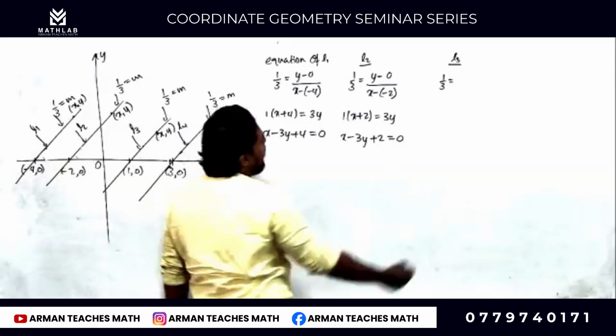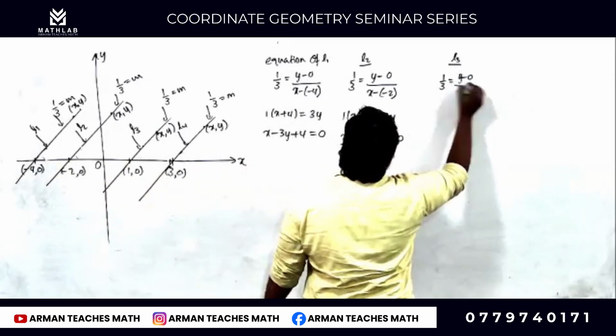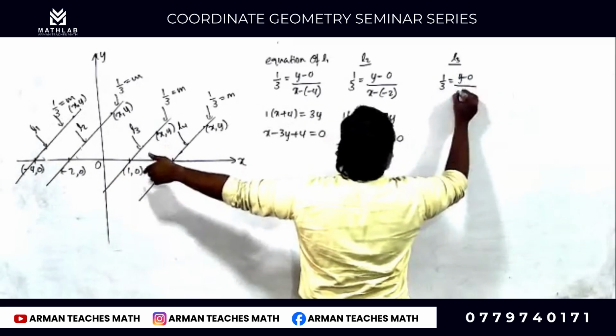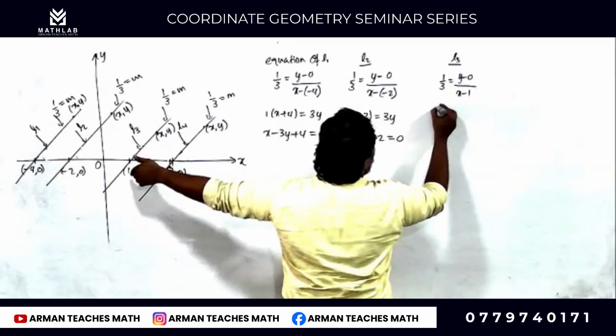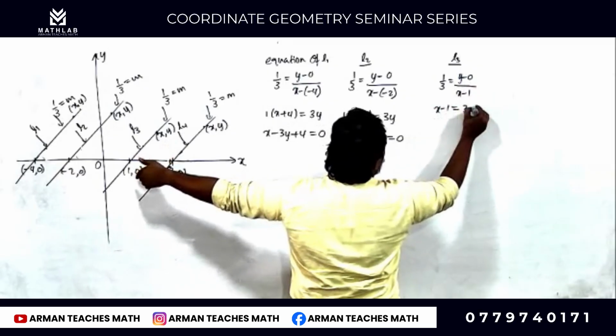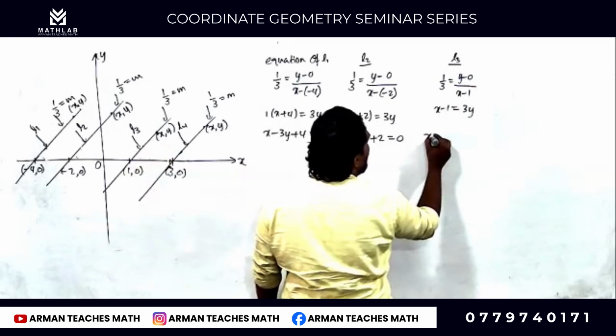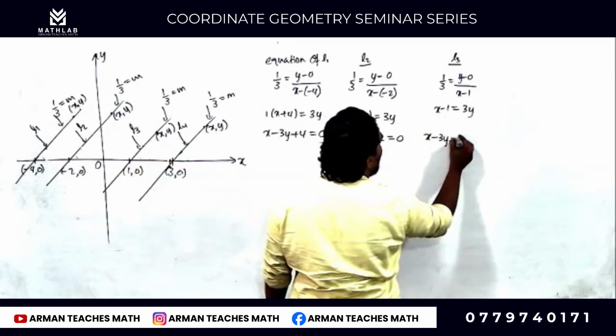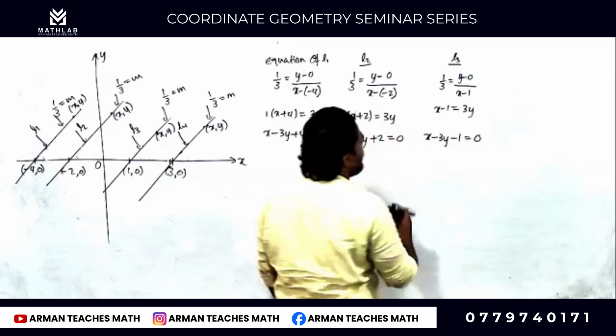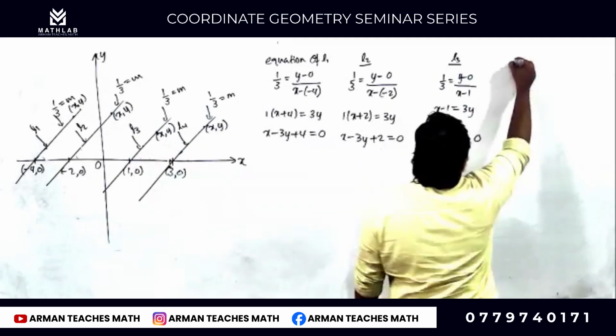Difference of y coordinates, y minus 0, divided by difference of x coordinates, x minus 1. So this is going to be x minus 1 equals 3y. So we get x minus 3y minus 1 equals 0. L3.